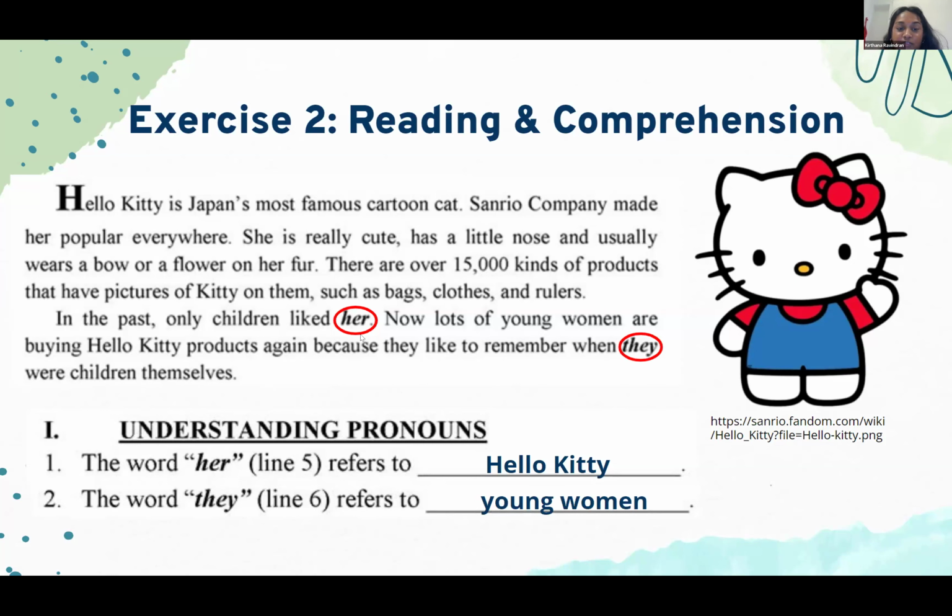Okay, so the reason why the first one is Hello Kitty is because they're talking about Hello Kitty this whole time. Hello Kitty is Japan's most famous cat. She is really cute. And in the past, only children liked her. But then the "they" refers to young women, because "they" is plural, and then they say now lots of young women are buying Hello Kitty products because they like to remember when they were children themselves. So both the "they" refer to young women. Okay?